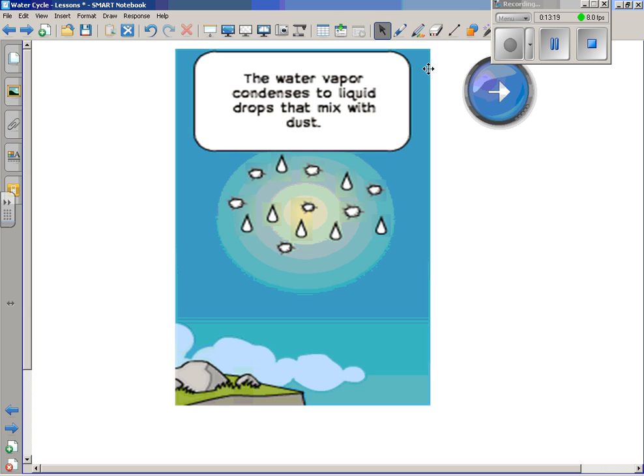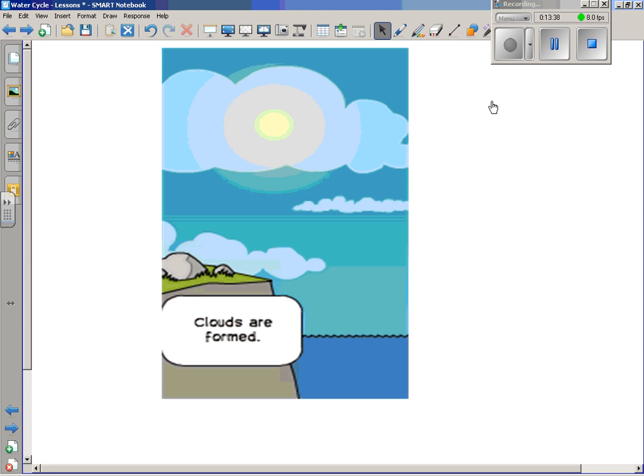And the water vapor condenses as it cools. The higher it gets in the atmosphere, the cooler that gas is going to get until it condenses back to a liquid drop. And those liquid drops, see the little drops? They're mixing with the dust. There's some little dust particles in there. And eventually, when they mix together, that's how the clouds are then formed.